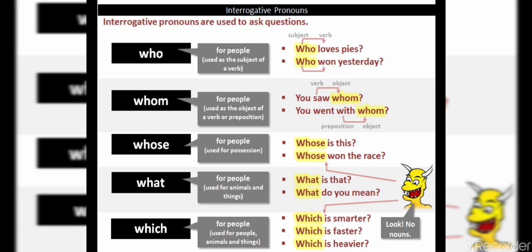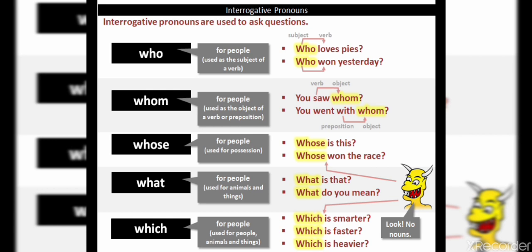Fourth one, what, used for animals and things. What is that? What do you mean? Like that. The last one, which, used for people, animals, and things. Which is smarter, which is faster, etc.